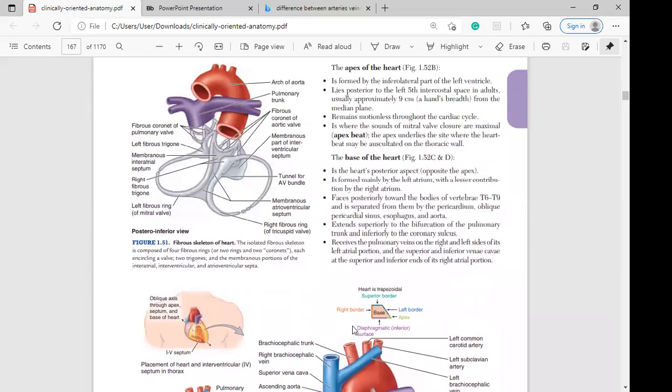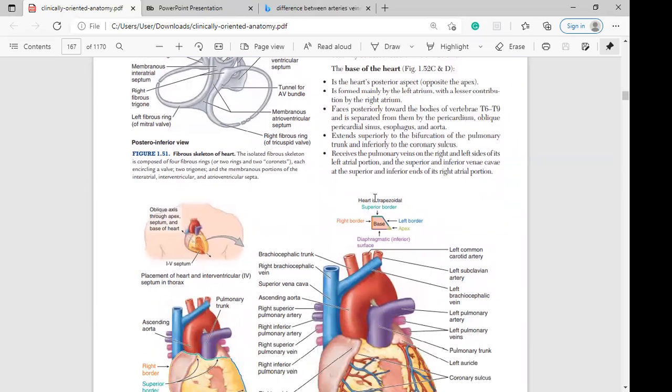So the base of the heart, we said, is the posterior aspect of the heart, okay? Posterior aspect of the heart, and it is mainly formed by the left atrium with a little contribution from the right atrium. It faces posteriorly to the body of the T6 to T9 thoracic vertebra, okay? And then it extends superiorly to the bifurcation of the pulmonary artery, and then it receives pulmonary veins on the right and left side of its left atrial portion.